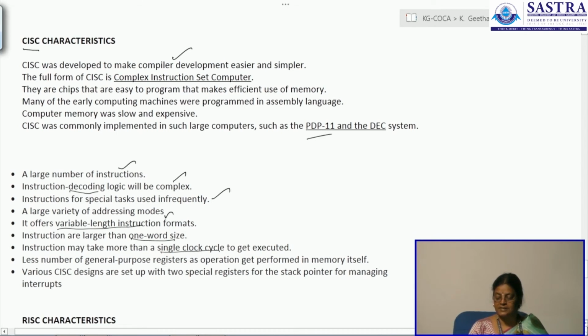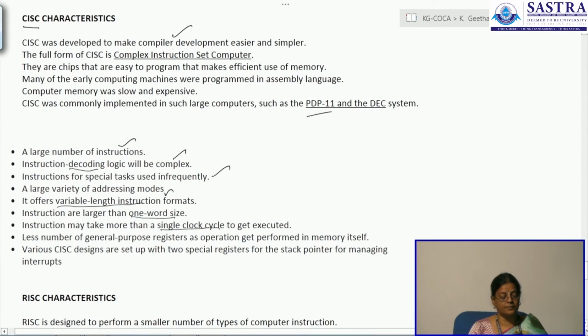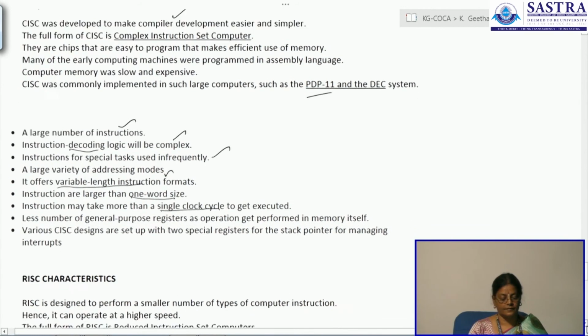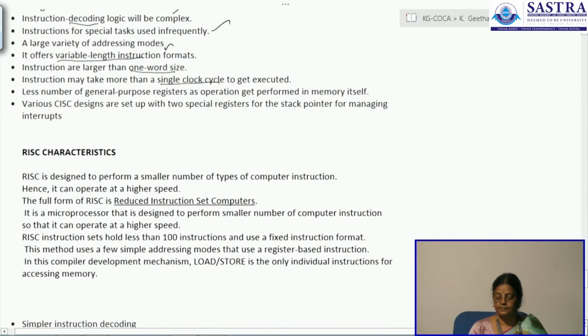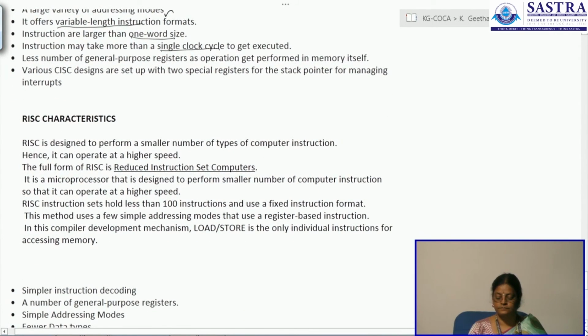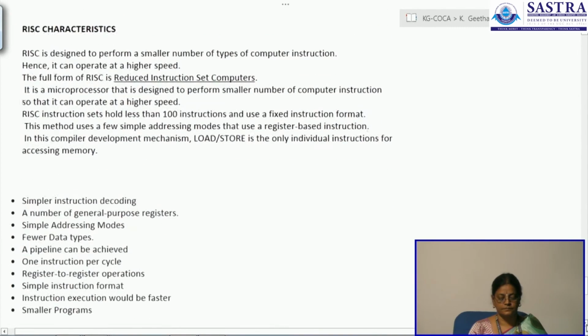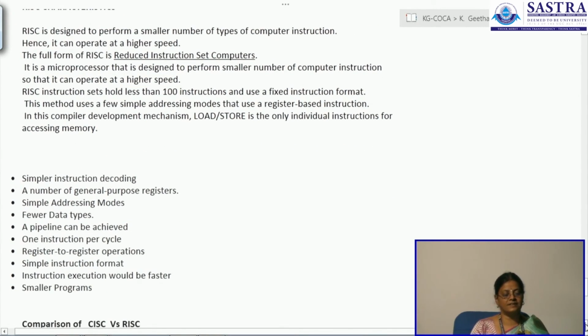As the name implies, RISC refers to reduced instruction set computing. Coming to the characteristics of RISC, it is designed to perform a smaller number of types of computer instructions. When the number of types of instructions is minimal, this RISC category is more efficient and can operate at a higher speed, and the claim made by the acronym, reduced instruction set computers, is that the instruction set architecture supports only a minimal number of instructions.